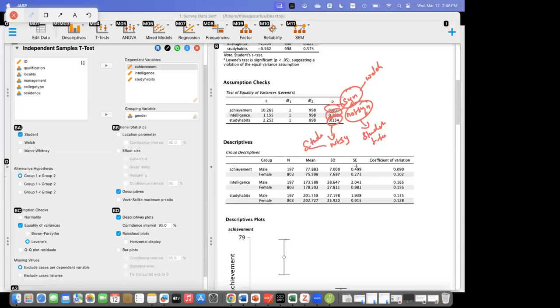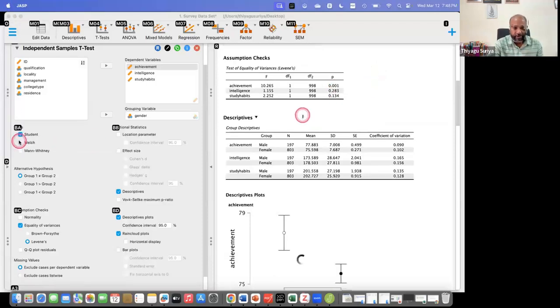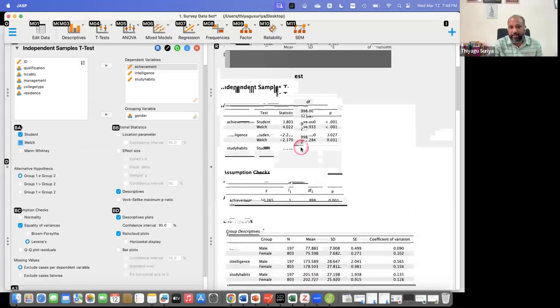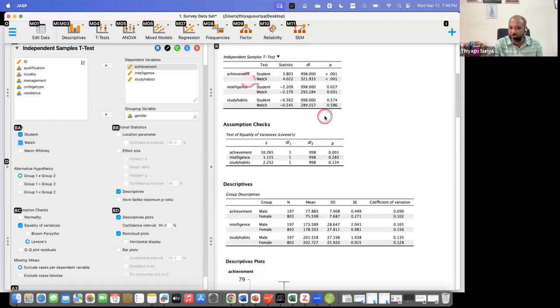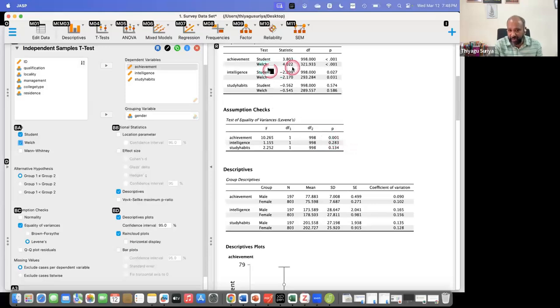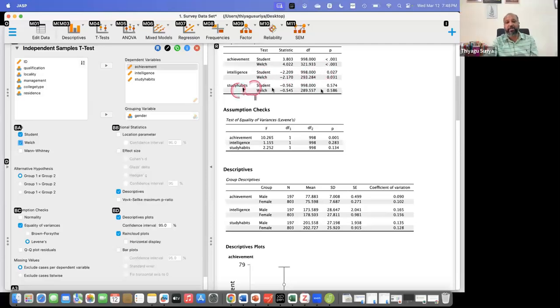So you cannot do these separately. I'm just selecting the variables all together. So I have two outputs. You can see achievement has Student and Welch, intelligence has Student and Welch, study habits has Student and Welch. But for achievement, which one can I take? Welch t-test. For intelligence I can take the Student t-test. Study habits also can take the Student t-test. Hope you are getting this. This is the way we need to select the t-scores.